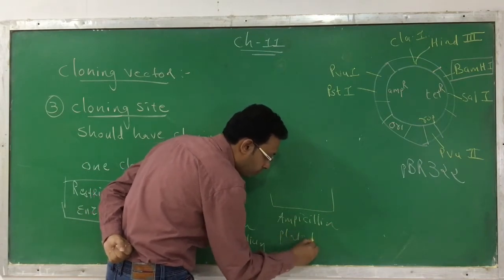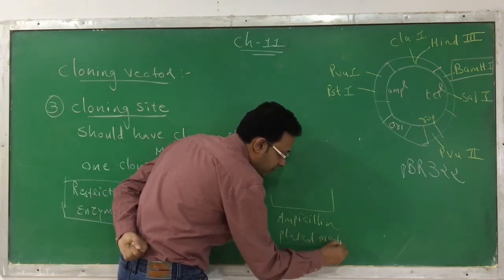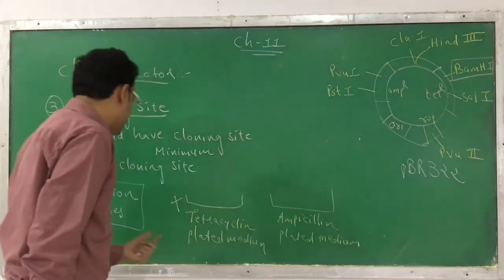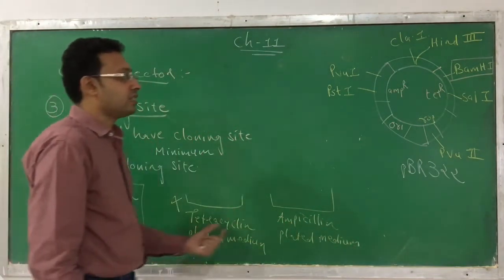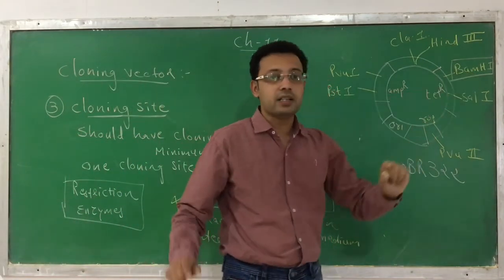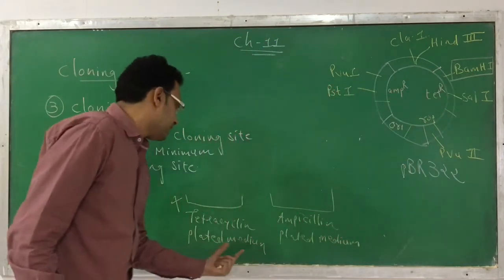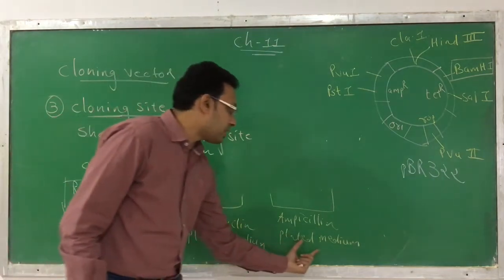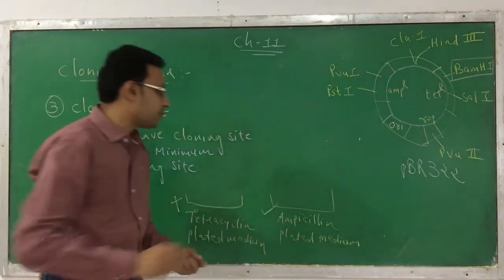Clear? So those bacteria in which a change occurred. How was the change made? We have cut this with the help of a restriction site. Suppose we have cut it over here, BamHI. So they are not killed by ampicillin. They are killed by tetracycline and not killed by ampicillin.